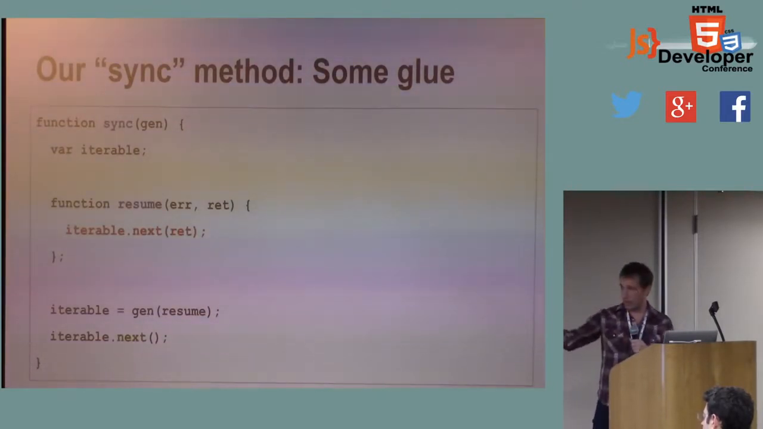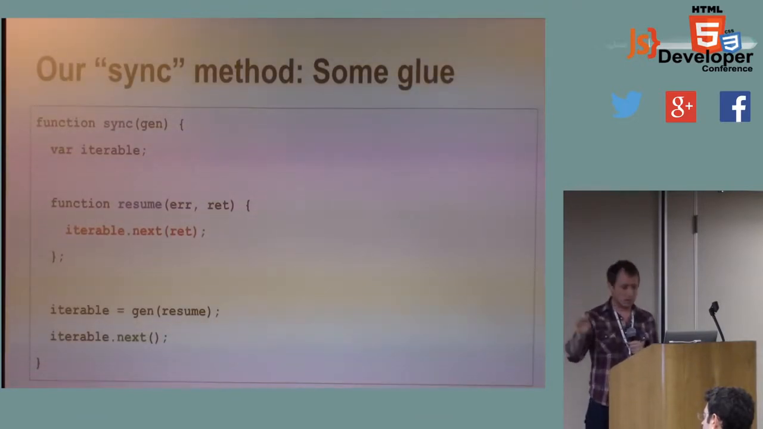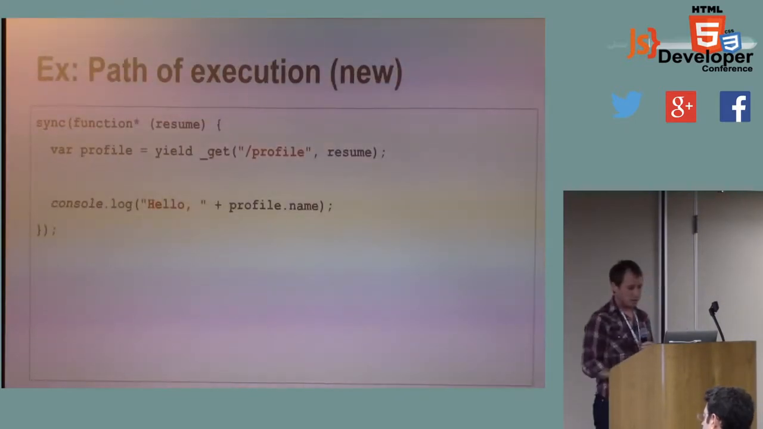So when we call sync, we're passing a generator function. We're immediately going to initialize the generator function. That's the iterable equals gen called with resume. We're going to store that iterator, and then we're immediately going to call next on it, which is going to start evaluation of that code from top to bottom.